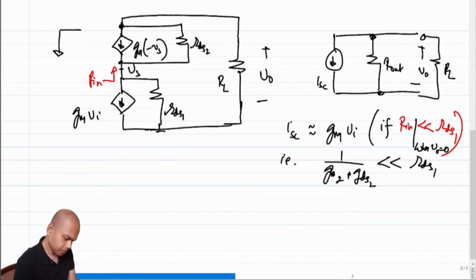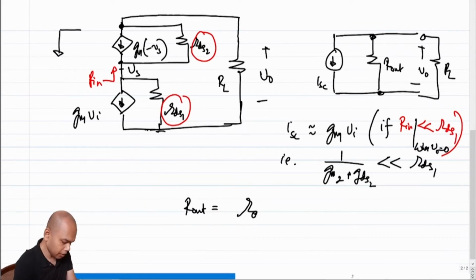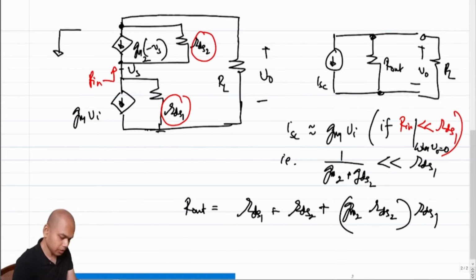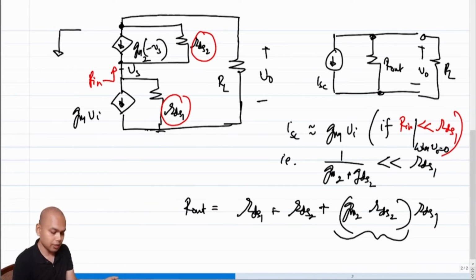Okay, and what was R out? We also saw that R out was the summation of these two resistances, RDS1 and RDS2, which naturally should appear, but we had one additional term, and the additional term was GM2 times RDS2 times RDS1. Correct?